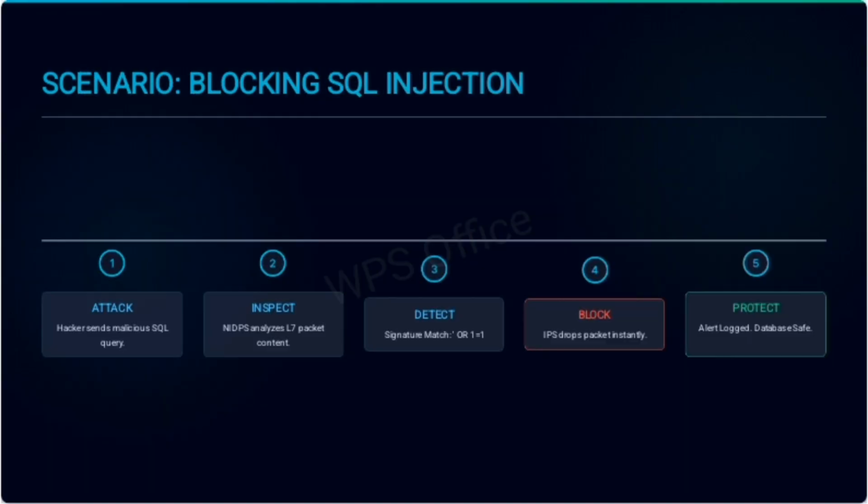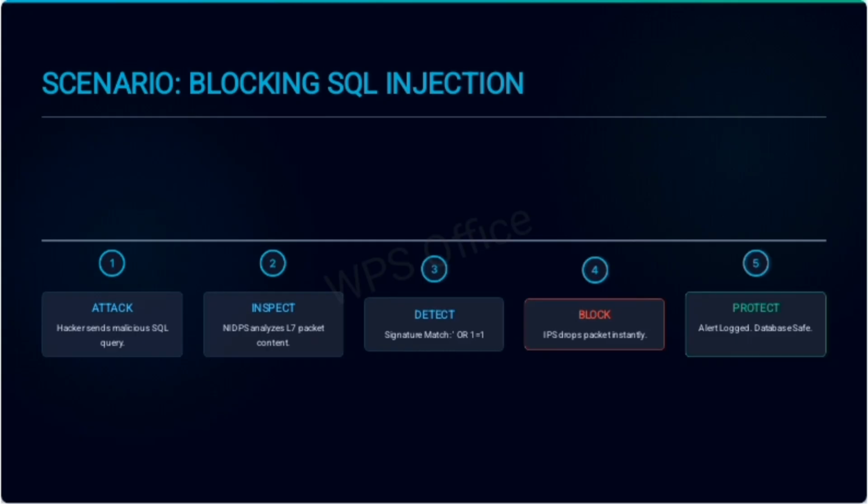Section 6. Real-world scenario. Blocking SQL injection. Let's take a real example, how IDPS blocks SQL injection. 1. Attacker submits a malicious query. 2. NIDPS inspects the packet. 3. Signature engine detects SQL injection pattern. 4. IPS instantly drops the packet. 5. Log and alert are generated. This prevents data theft and protects the database.